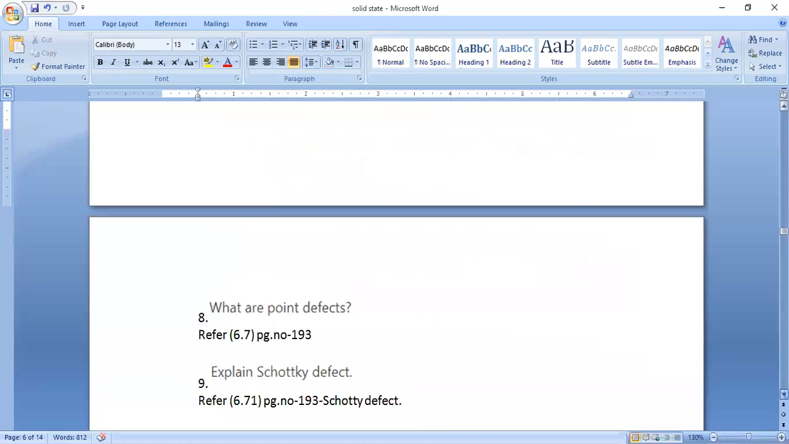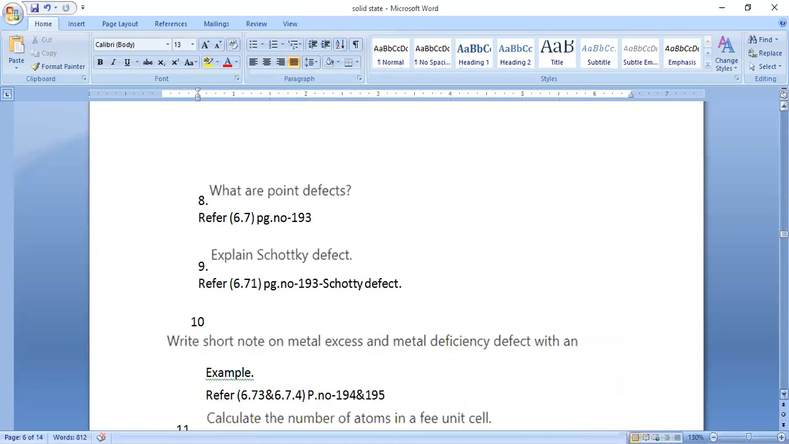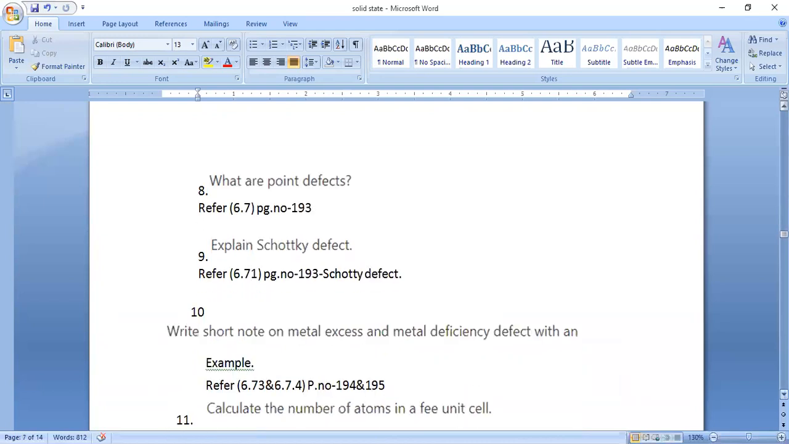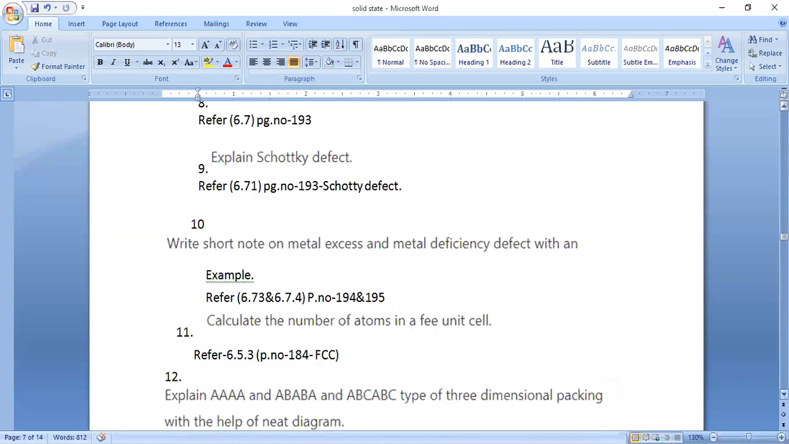So what are point defects? So the answer is in page number 193. So refer 6.7. So explain Schottky defect. So the answer is in page number 193. You need to refer 6.7.1, under the topic Schottky defect. So write short notes on metal excess and metal deficiency defect with an example. So the answer is in page number 194 and 195. So you need to refer 6.7.3 and 6.7.4.